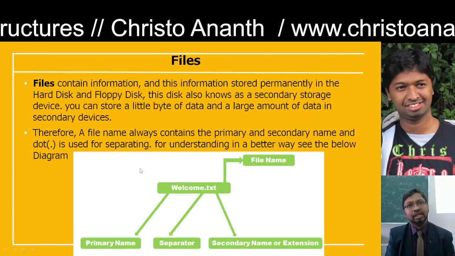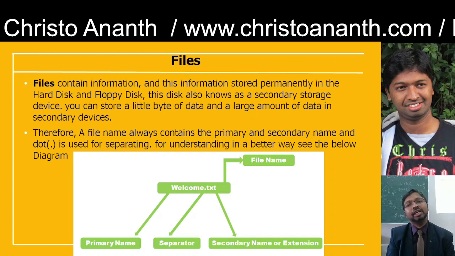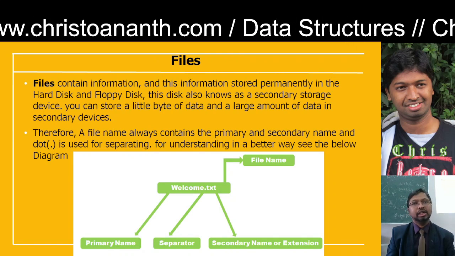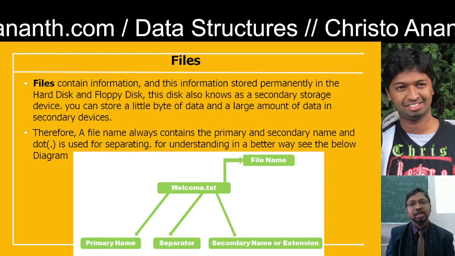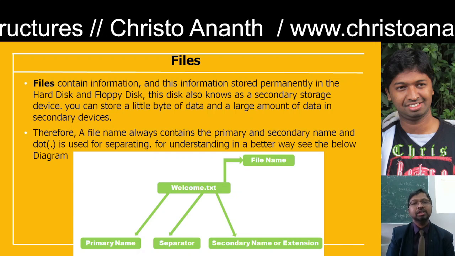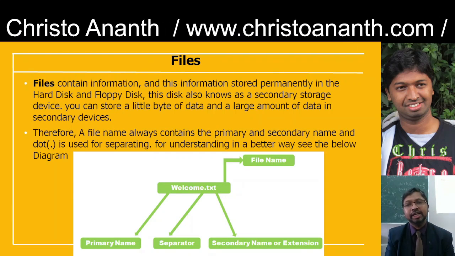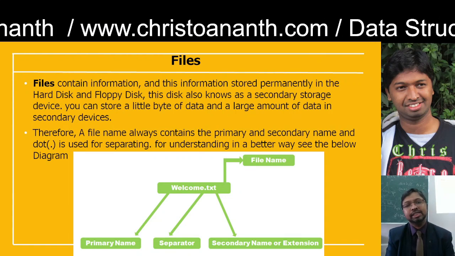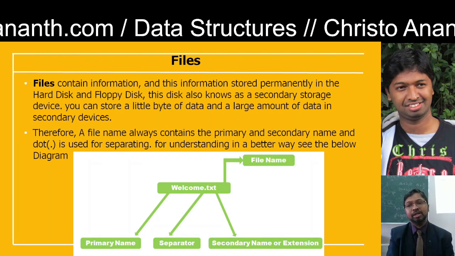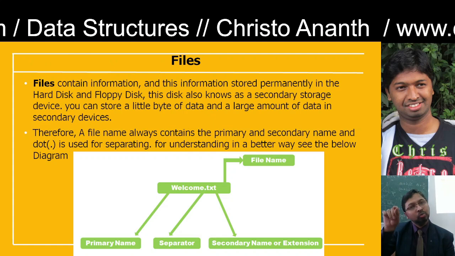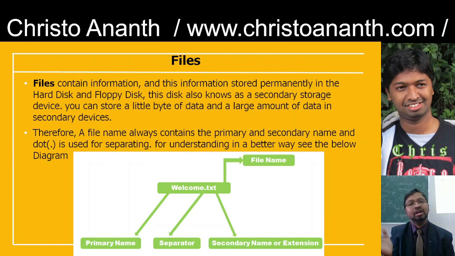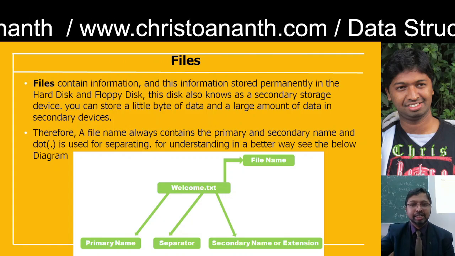Then you have files. A file contains some information. This information is stored permanently, maybe on a hard disk or floppy disk, which is also known as a secondary storage device. You can store a small number of bytes or a large amount of data in secondary devices. The file name has a primary name and a secondary name, and one dot. That dot is going to separate them. That's how you better understand the concept.